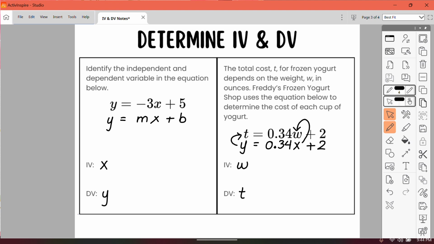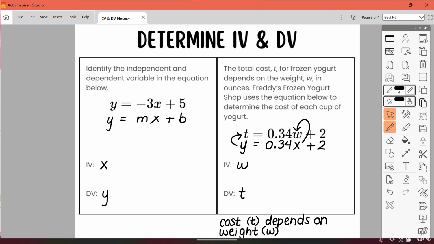Now, that's not the only way to do it. We can read the problem and figure out what happened first or what depended on what. So in this case, I'm going to write a note down here at the bottom. The cost, which was T, depends on the weight, which was W.